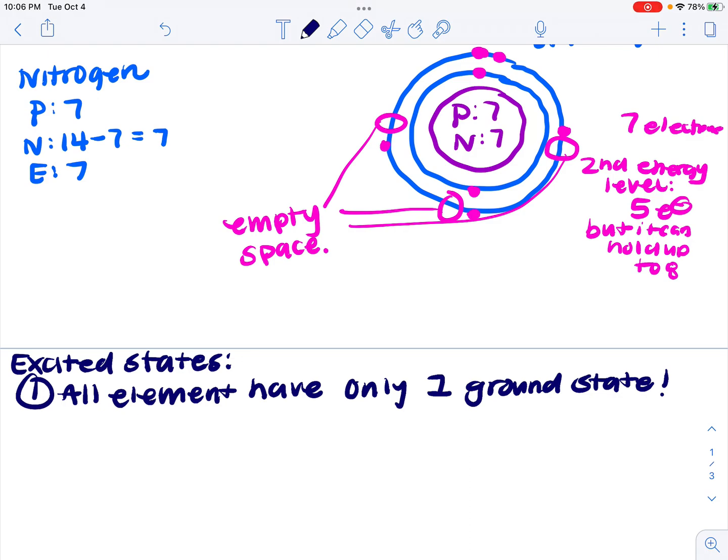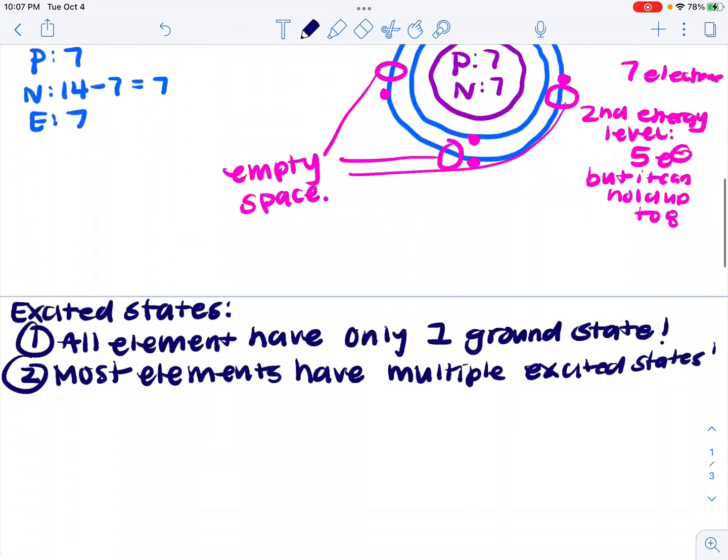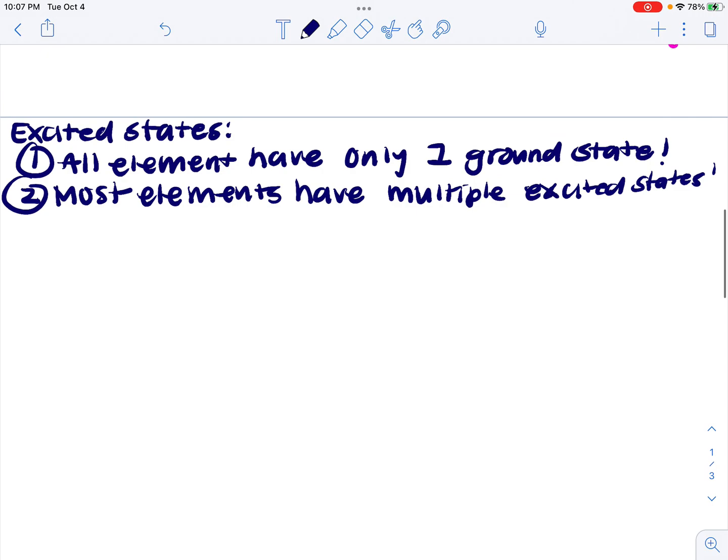And for nitrogen in particular, this is the ground state, the Bohr model that we just drew. Number 2, most elements have multiple excited states. It means that we can arrange electrons in a lot of ways as long as we're not going over the maximum for each level.